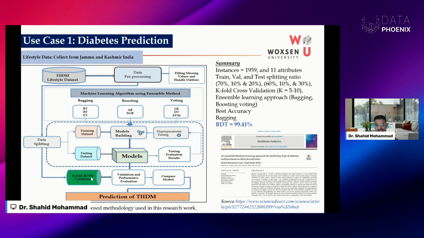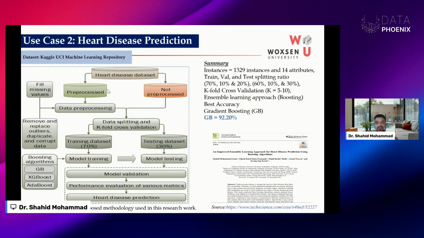As far as k-fold cross validation is concerned, we started with k value equal to 5, and we closed our k loop at k equal to 10, where we got our best results. So as far as all these techniques are concerned, the best results we achieved were through the bagging method, where we used a bagged decision tree, and the accuracy of the model was 99.41. This was the first study we conducted, and it is all about diabetes prediction using lifestyle data.